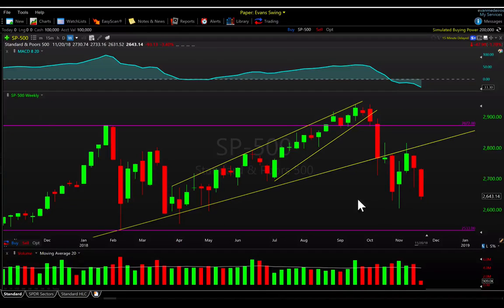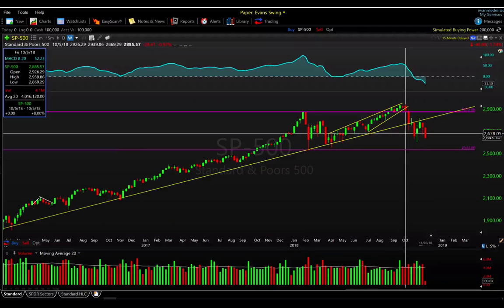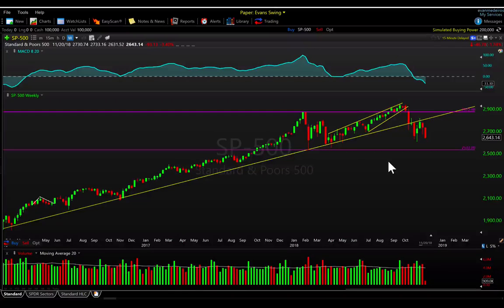Coupled with that, we have the MACD continuing to make new weekly momentum lows here with the 8 and 20 settings, a slightly modified MACD from the standard default settings. We have momentum making new lows here, and we are below the trend line that we broke down from back here in early October that stretches from the 2016 lows.